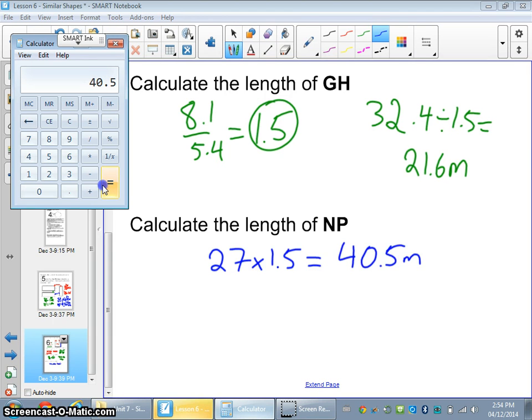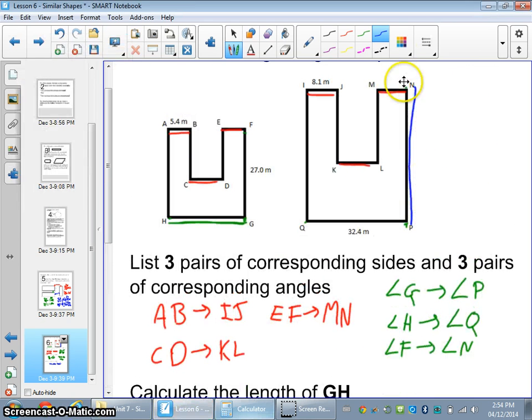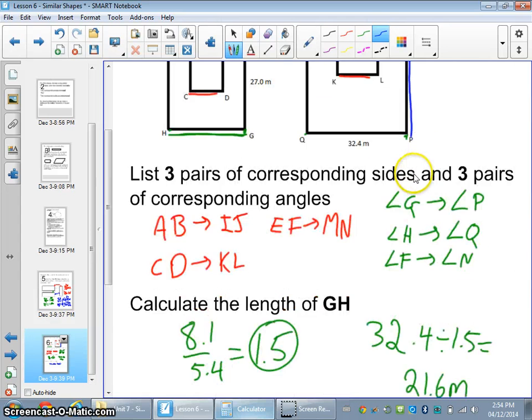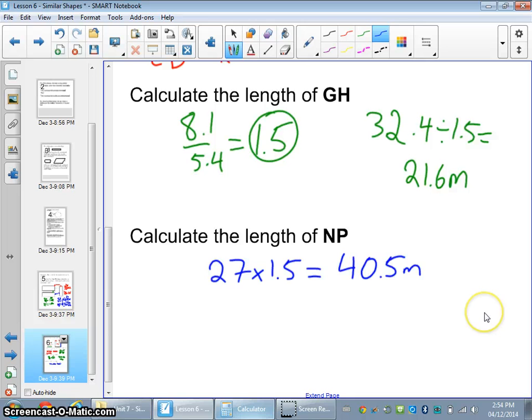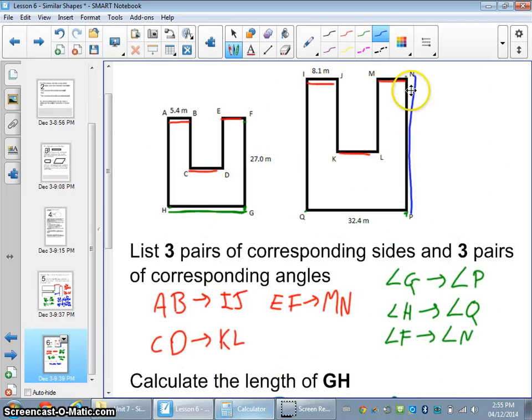So again, let's just check to make sure that makes sense. 40.5 up the side. This side is longer than this side, so yeah, that makes sense. And it looks like the longest side and the biggest number, so that makes sense to me. All right, so that's how we can use what we know about similar shapes to solve problems like this. Again, comparing two corresponding sides, getting a scale factor, and using that for the rest of the sides.